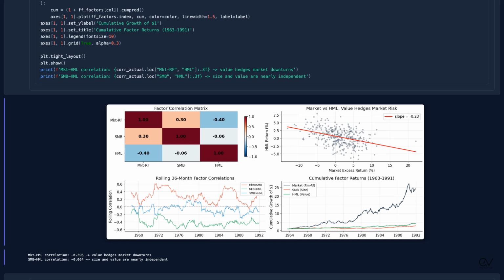The rolling correlation plot shows these relationships aren't constant. They fluctuate over time, but the general patterns persist. And the cumulative returns confirm that all three factors deliver positive premia over the full sample.